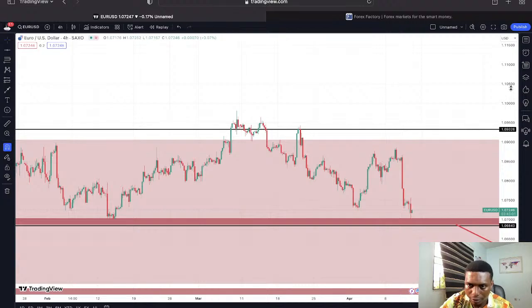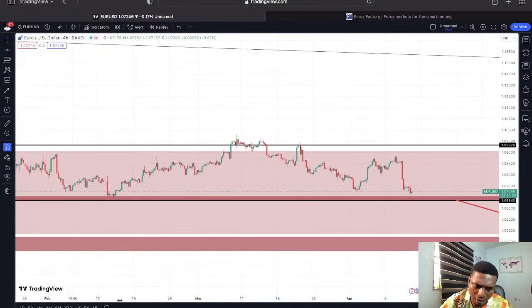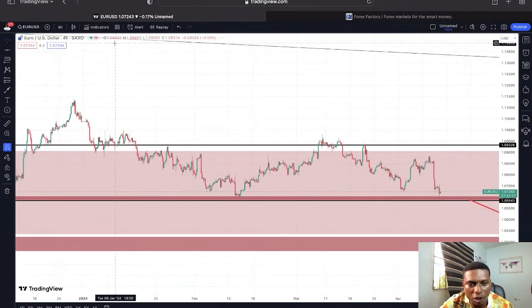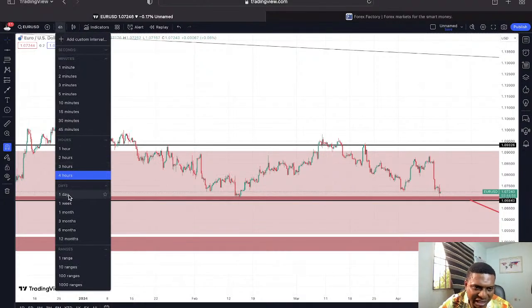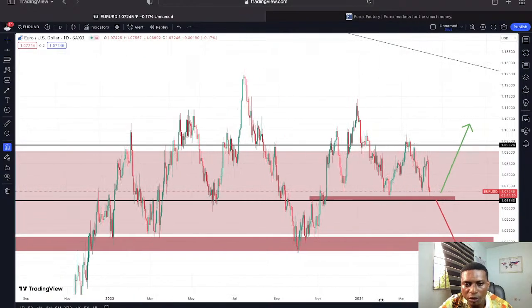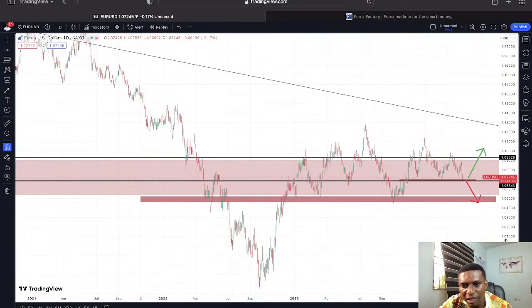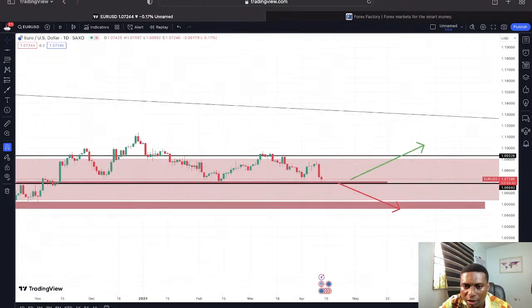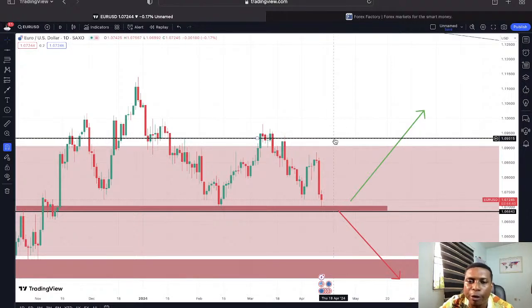All right, then if you are a position trader, using the daily time frame, you definitely want to hold until price breaks out of this level. However, your first take profit should be this next resistance zone.